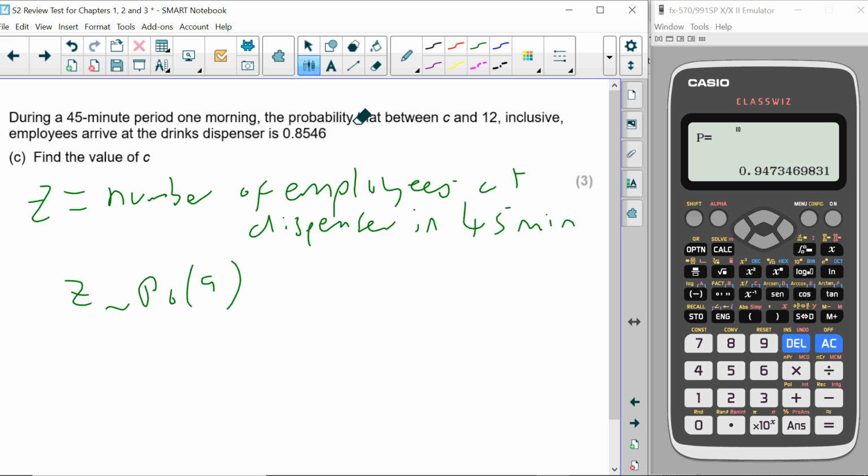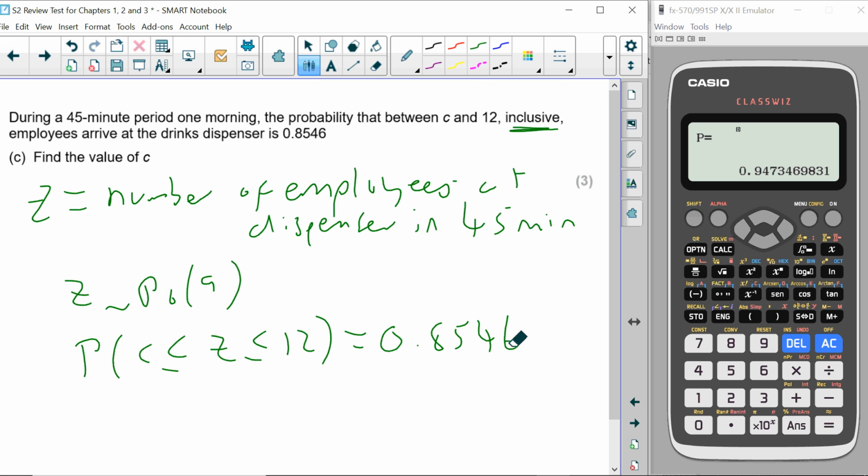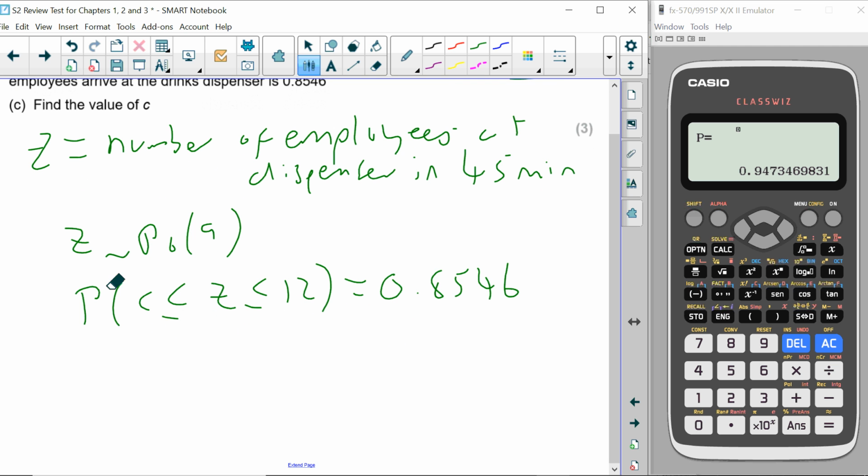So it says the probability that between C and 12 inclusive employees arrive at the drink dispenser is 0.8546. Well, what they're looking at here is the probability that we are between C, and it says inclusive. Inclusive means it's or equal to. So C less than or equal to our value Z, less than or equal to 12, is equal to 0.8546.